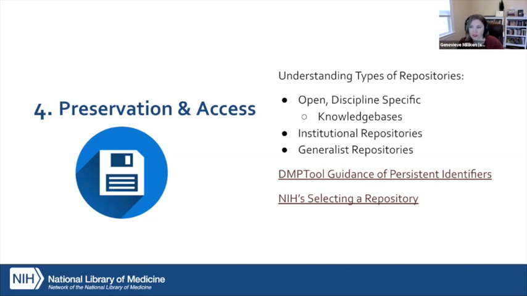What these repositories provide are a lot of things. They provide hosting and hopefully long-term storage, but also a persistent identifier, which will help you share and cite code a bit more efficiently. So the DMP tool guidance on persistent identifiers gives information about persistent identifiers, but a lot of other information, including data types, file types, and how to organize your data, as well as the NIH guidance on selecting a repository. So there is a list of NIH supported repositories, and that list will help you identify an appropriate repository for a researcher.